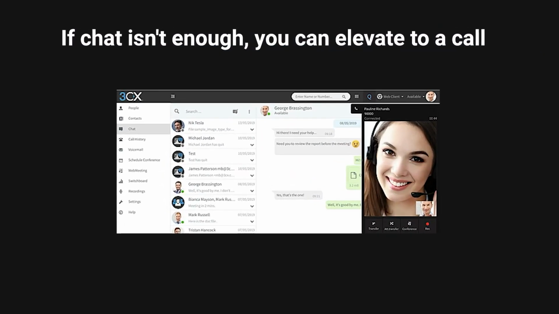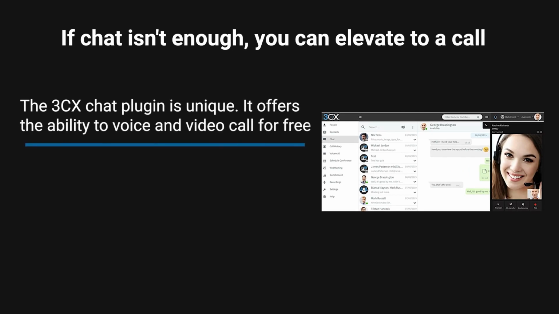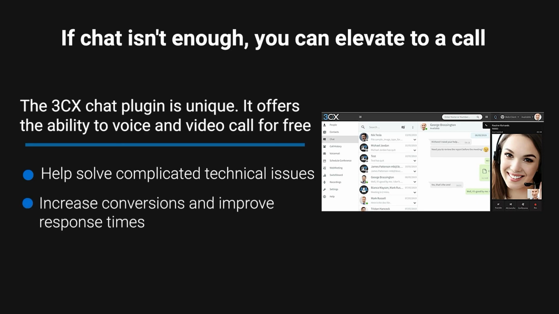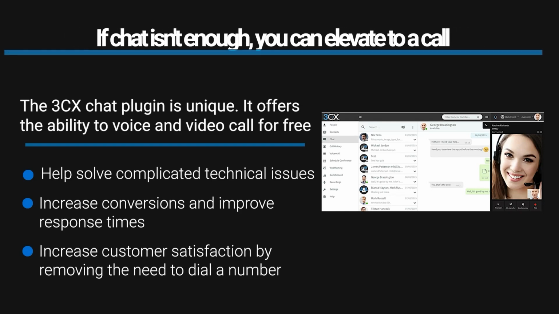If chat isn't enough, you can elevate to a call. The 3CX Chat plugin is unique. It offers the ability to voice and video call for free. Help solve complicated technical issues, increase conversions and improve response times, and increase customer satisfaction by removing the need to dial a number.